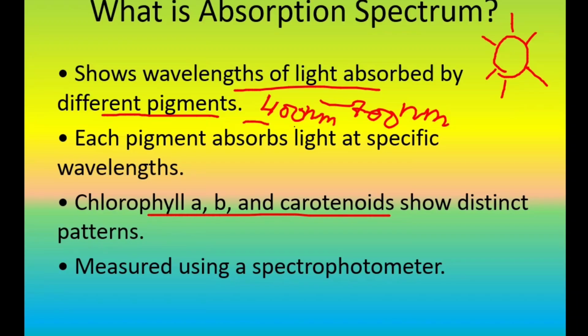If you go below this range, the plant will not absorb that light. If you go above 700, the plant will also not absorb this light. So the range between 400 and 700 is also called PAR, photosynthetic active region. Okay, so that means between 400 to 700 most of the photosynthesis takes place. So let's see the graph and try to understand more.